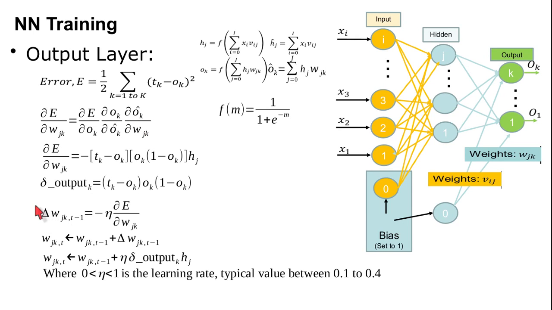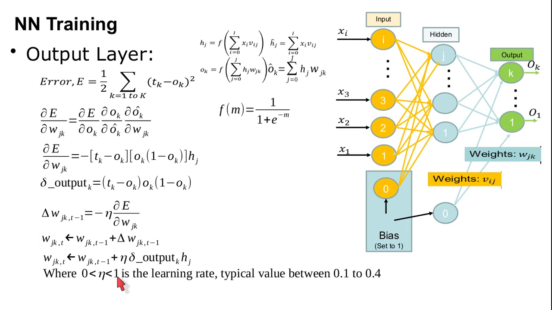From the previous slide, we know that the change in the weight is equal to the negative value of the partial derivative multiplied with the learning rate. And the weight is updated in this manner. And therefore, the final weight update is written in the following way. The weight Wjk at timestamp t, that means at iteration t, is given by the weight Wjk at timestamp t minus 1 plus learning rate times delta output k, which is defined like this, multiplied by Hj.